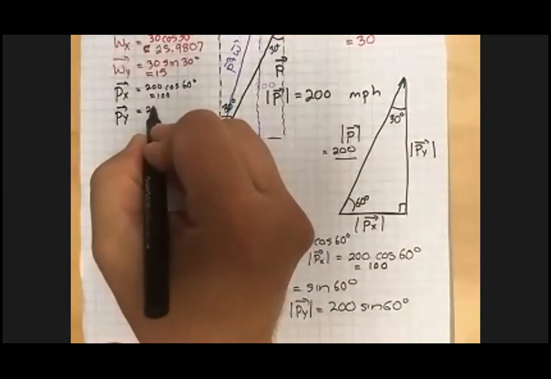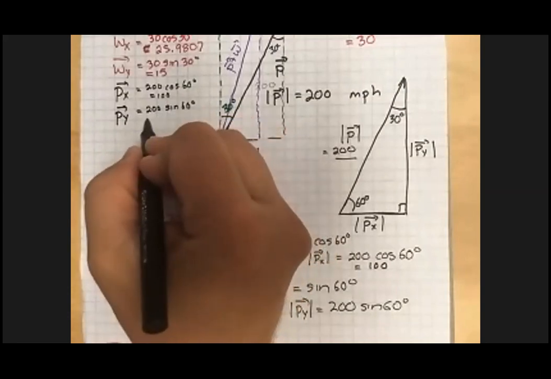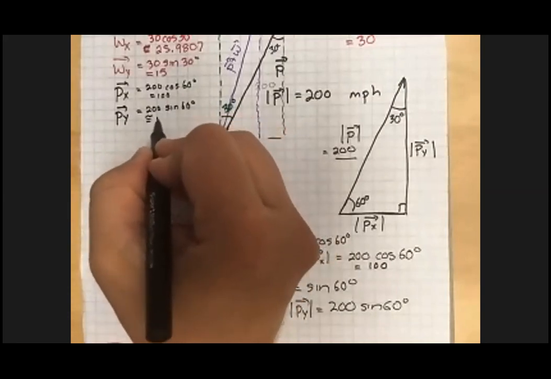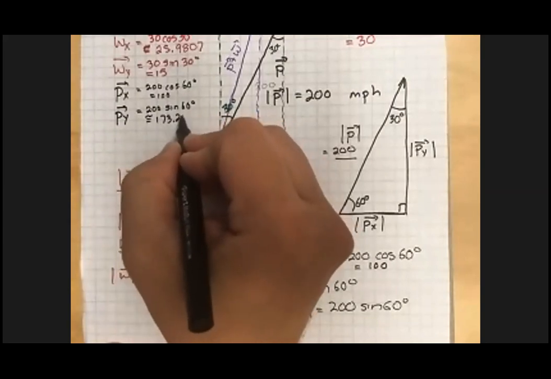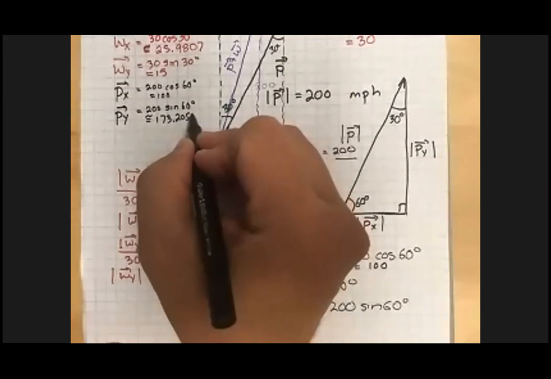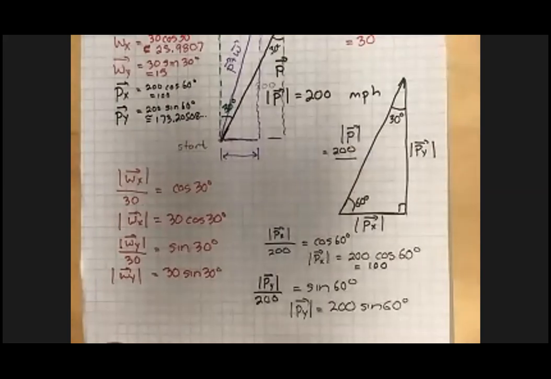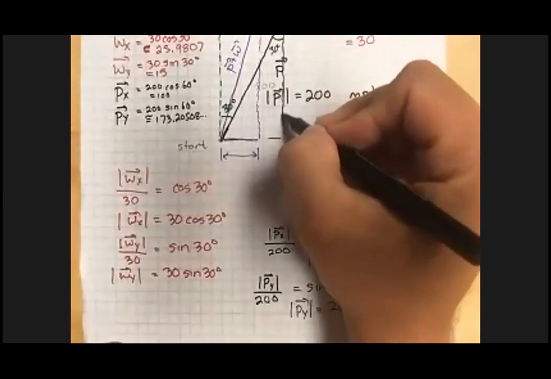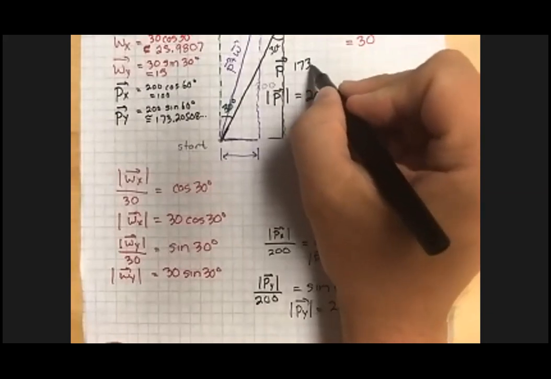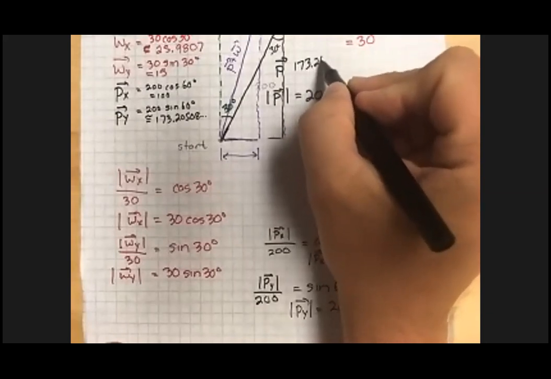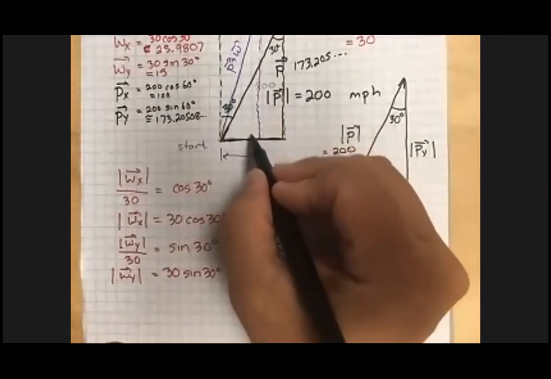So 200 sine 60, and that's approximately 173.20508. Goes on forever. But now I know the length of this side. The length of this side is 173.205. The length of this horizontal side is exactly 100.